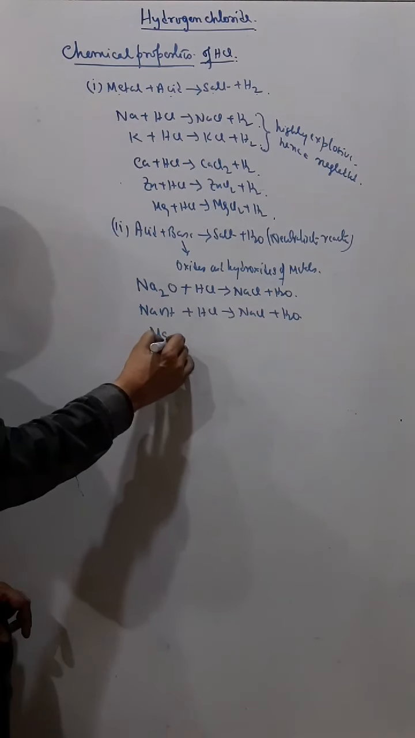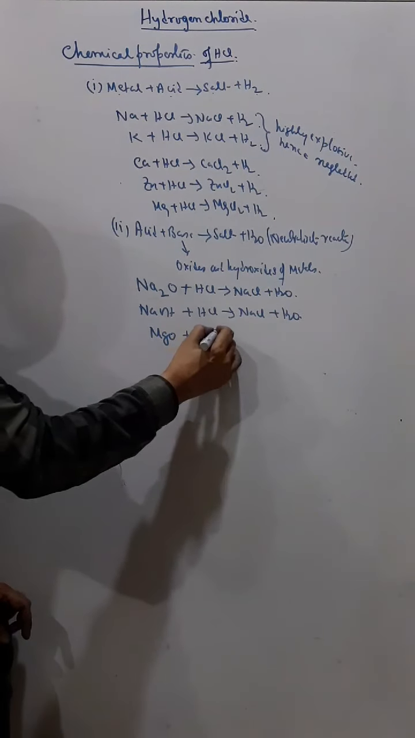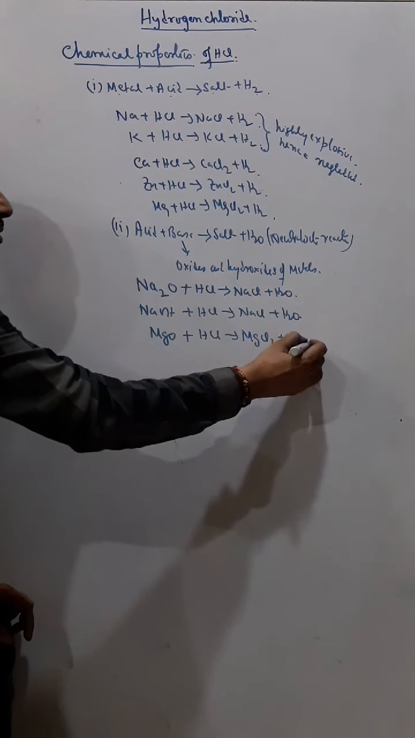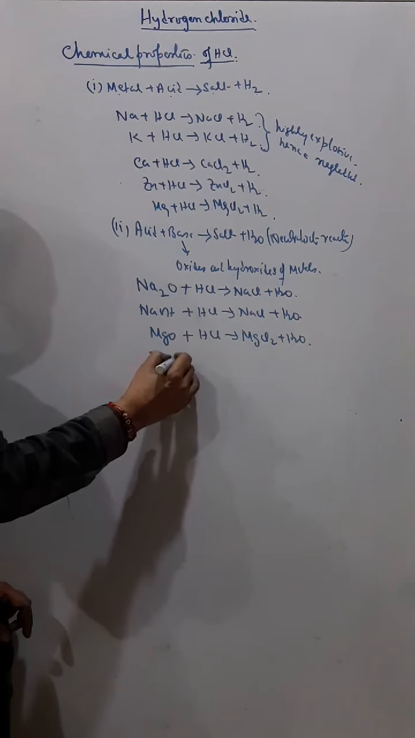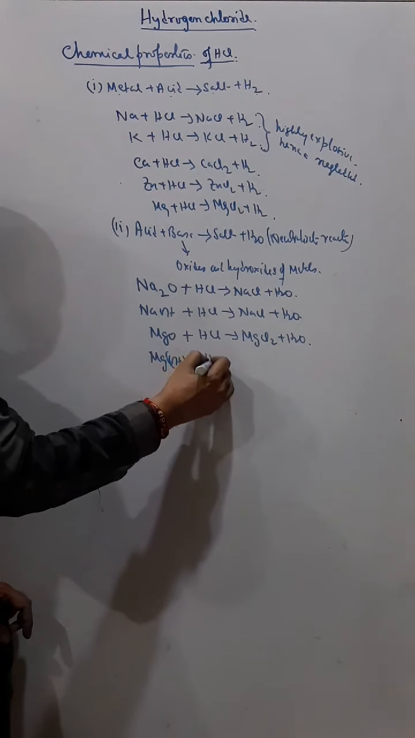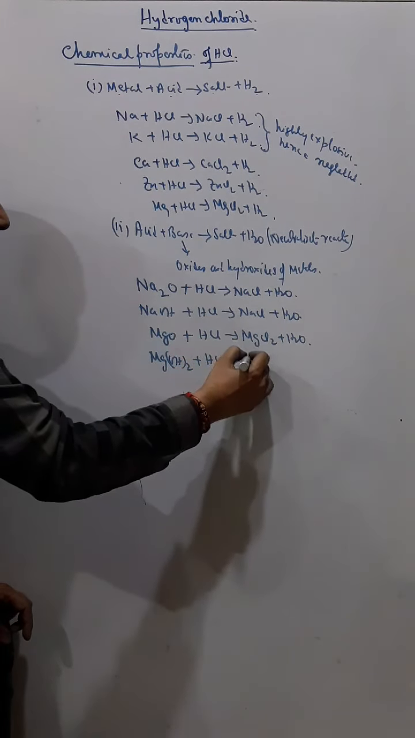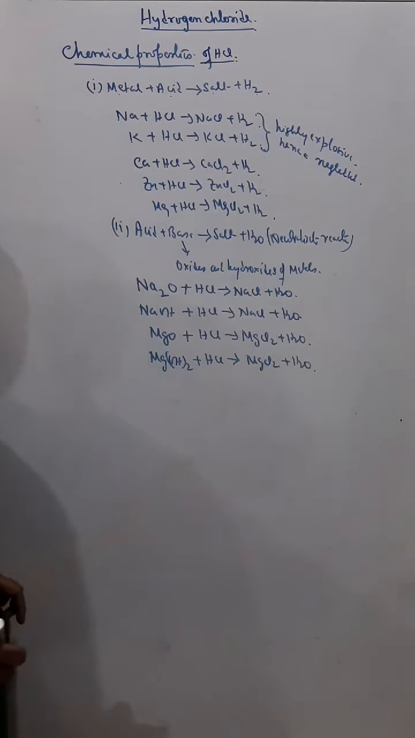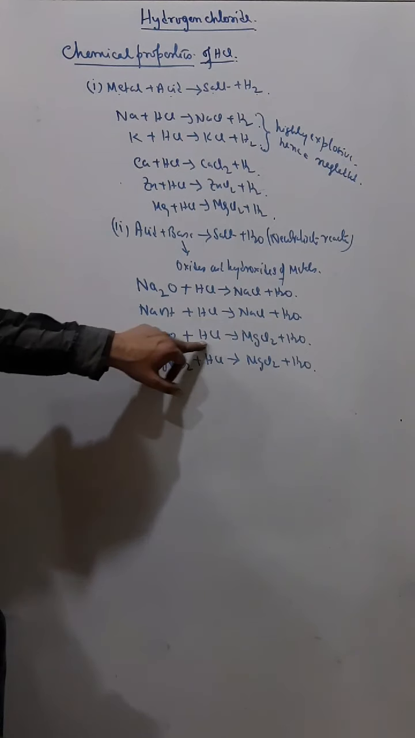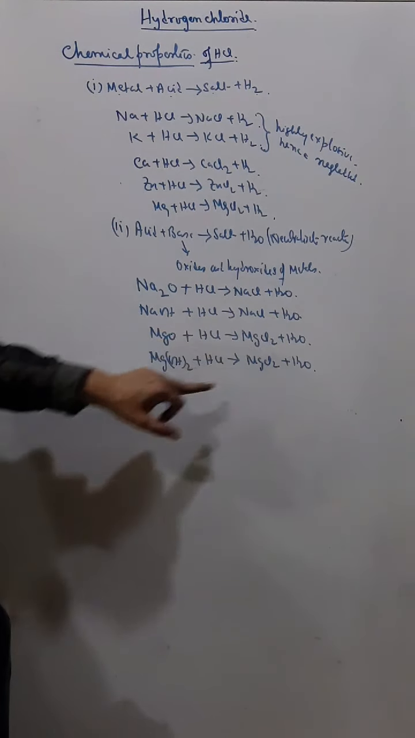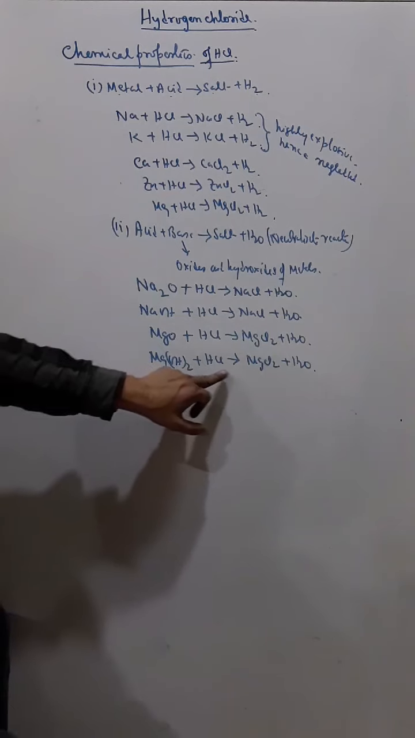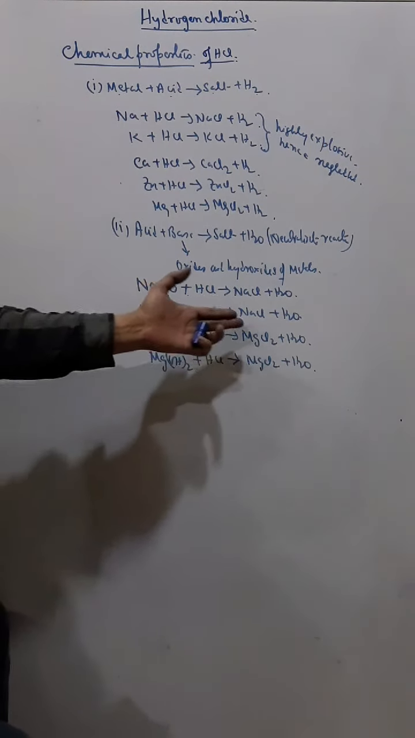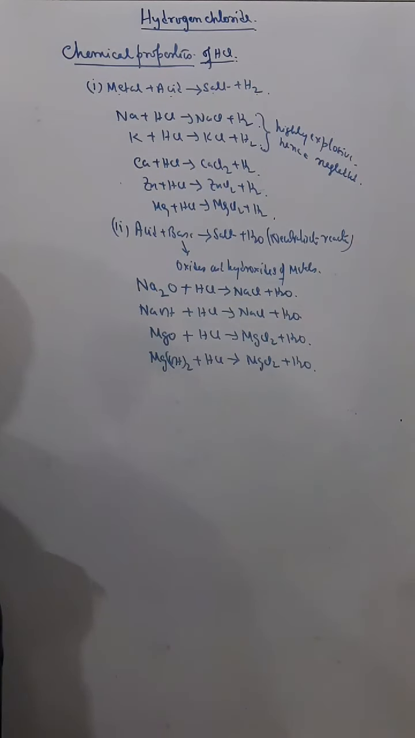Similarly, if you take any other metallic oxide, MgO plus HCl, we'll get what? Magnesium chloride, MgCl2 plus H2O. If you take magnesium hydroxide, Mg(OH)2 plus HCl, you get MgCl2 plus water. Similarly, zinc oxide plus HCl will give you ZnCl2 plus water. Zinc hydroxide plus HCl gives ZnCl2 plus water. Similarly, aluminum oxide plus HCl will give you aluminum chloride and water. So like this. Okay, understand?